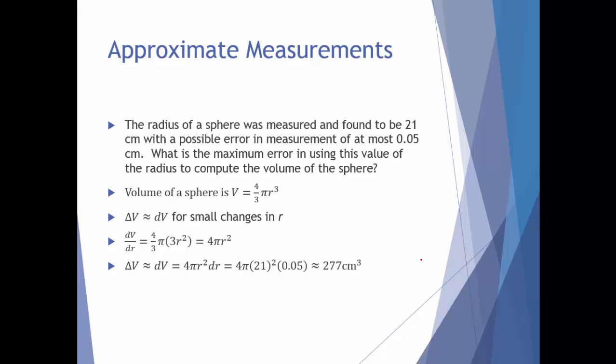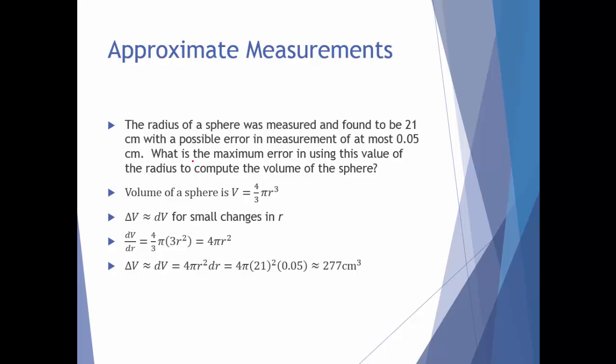So let's take a look at this question. The radius of a sphere was measured and found to be 21 centimeters with a possible error in measurement of at most 0.05 centimeters. What is the maximum error in using this value of the radius to compute the volume of the sphere?